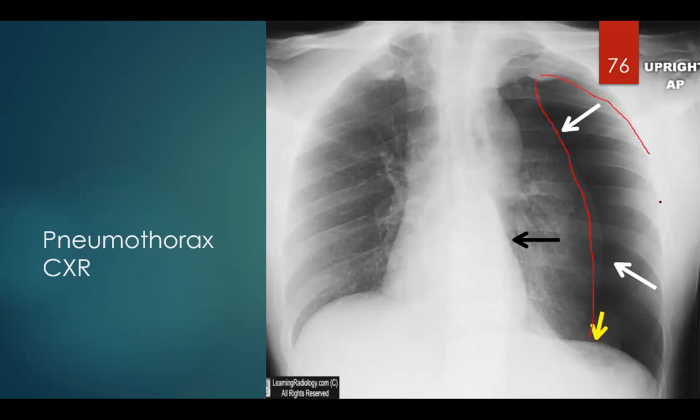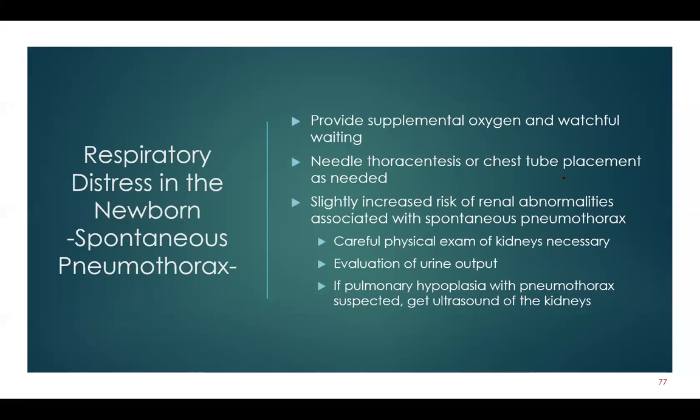This is all dropping down. So you've got a pneumothorax there that obviously is not a child, but it's difficult to find child ones. And if I found one, you guys wouldn't see it anyways. All right, respiratory distress in the newborn, spontaneous pneumothorax.